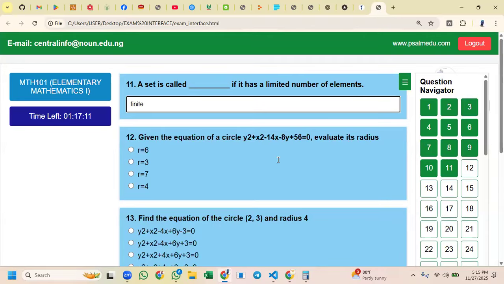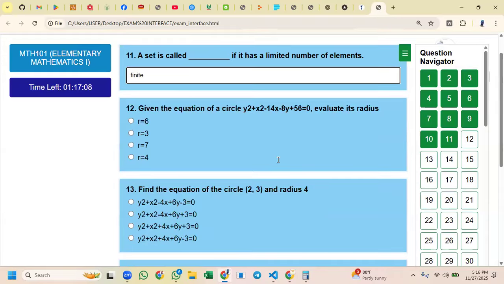It is finite. Now, given the equation of a circle, y squared plus x squared minus 14x minus 8y plus 56 is equal to 0, evaluate its radius. This question is directly in your material.